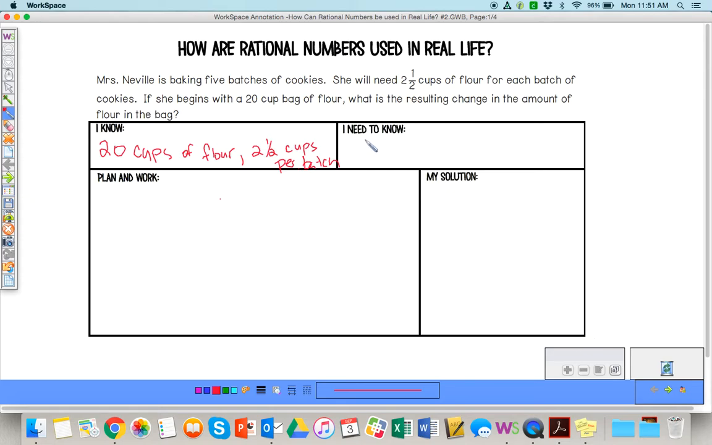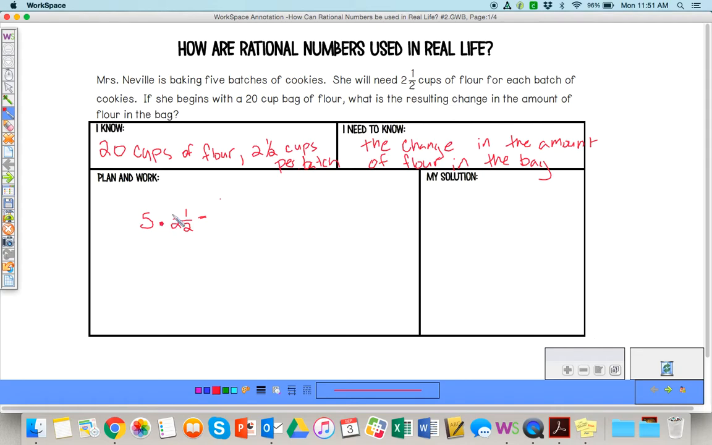Okay, so what do we need to know? We want to know the change in the amount of flour in the bag. All right, so it says that she's baking 5 batches of cookies, so we know that we are going to have the number 5 in our problem. So we're going to multiply the number of batches that she's going to make with how much flour is in each batch.